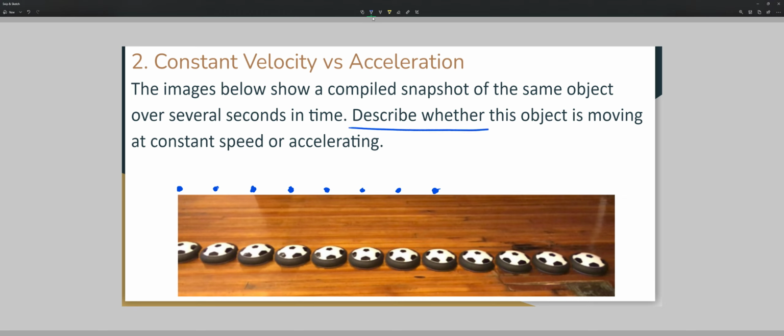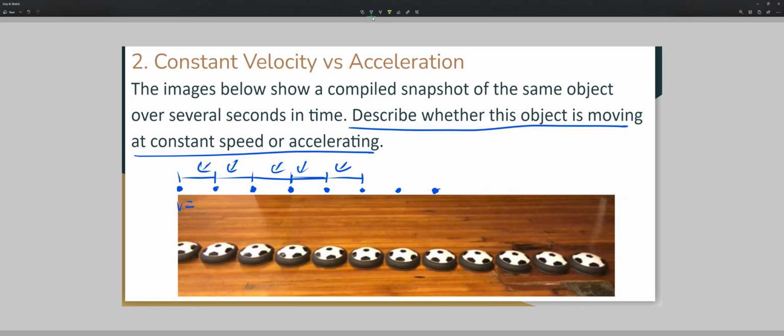And the question here is, describe whether this object is moving at constant speed or is it accelerating? Is it changing its motion? And the answer here is that the objects are moving at constant speed. The reason is because you travel the same distance every interval. In equal amounts of time, I'm traveling the same distance.